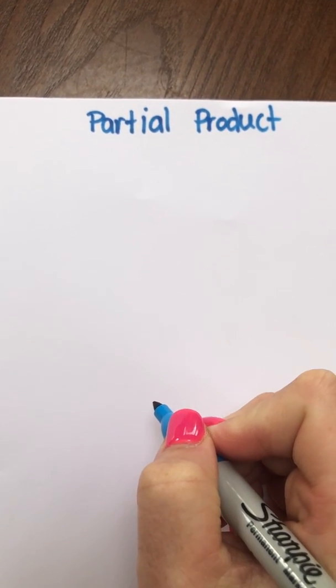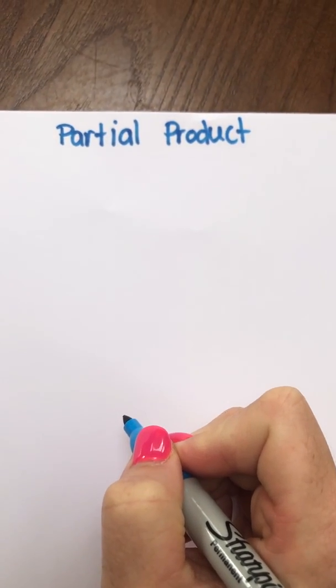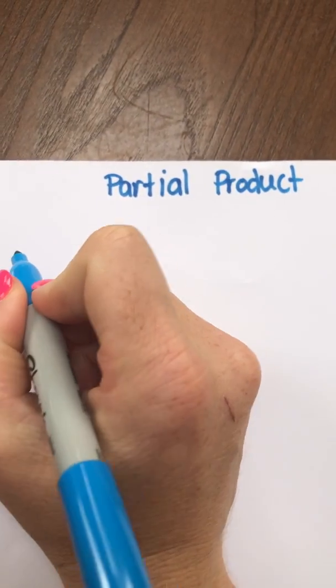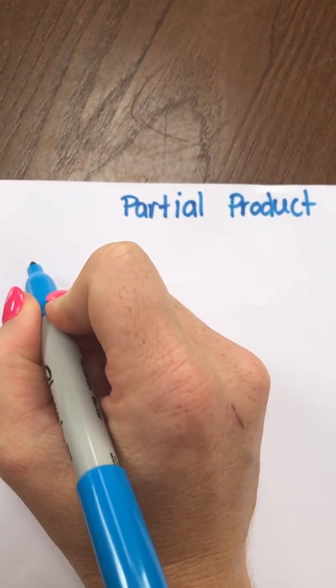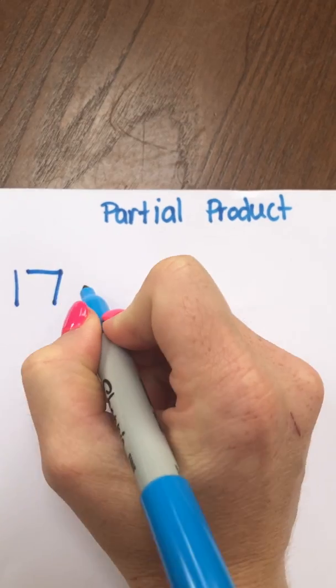I am going to show a partial product question. So first of all, when I write my questions, I'm going to do a double digit by a single digit. So I've chosen 17 times 4.